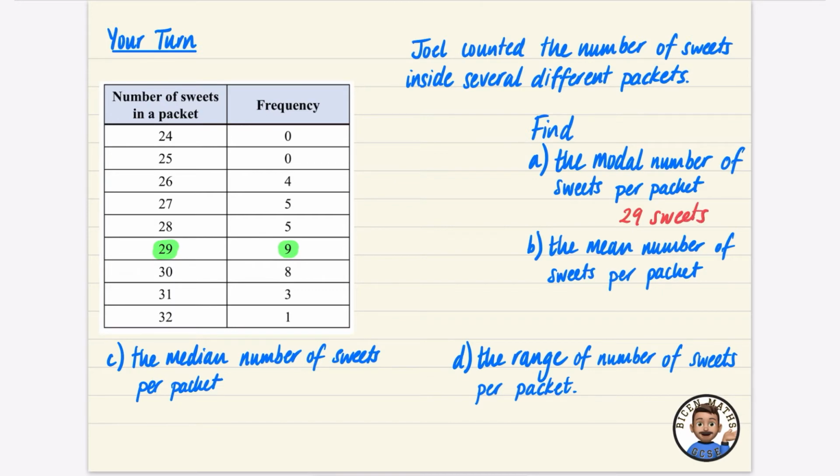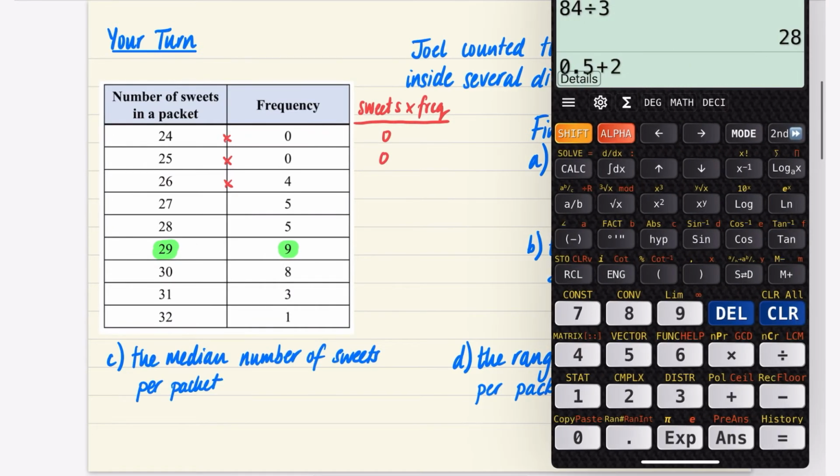The mean number of sweets per packet. Well, what I'm going to do in this last column here is I'm going to do the number of sweets and multiply it by the frequencies. And that's basically going to be telling me how many sweets there are in that column. So there were no 24s, which means there were no sweets. There were no 25s, there were no sweets. There were 4 26s, so I'm going to do 4 times 26. That means there were 104 sweets in those packets. I'll do the 27 times 5, which is 135. I'll do the 28 times 5, which is 140. There were 9 packets that had 29 in, or 29 times 9, 261 sweets. I'll do 8 times 30.